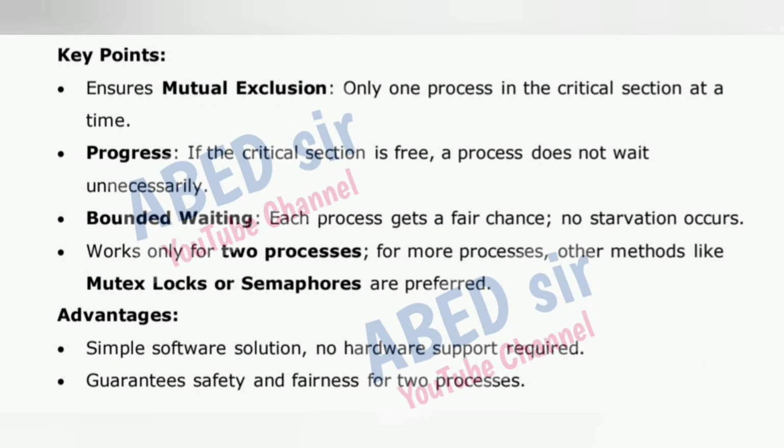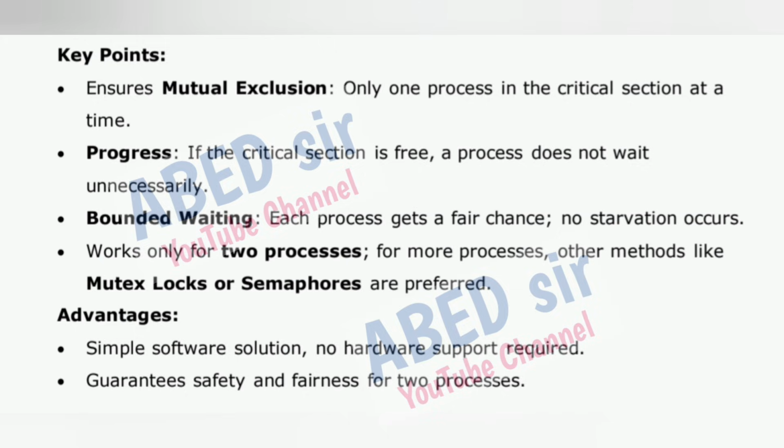Key points. Ensures mutual exclusion, only one process in the critical section at a time. Progress, if the critical section is free, a process does not wait unnecessarily. Bounded waiting, each process gets a fair chance, no starvation occurs. Works only for two processes, for more processes, other methods like Mutex locks or semaphores are preferred. Advantages. Simple software solution, no hardware support required.